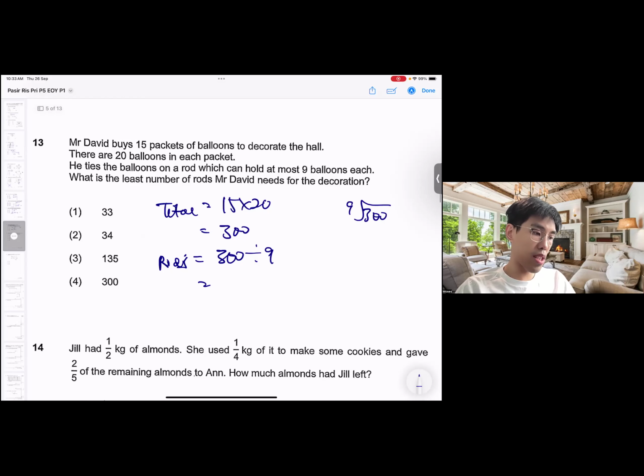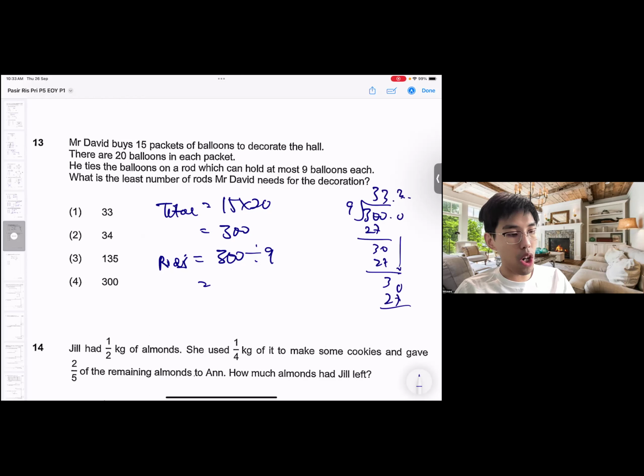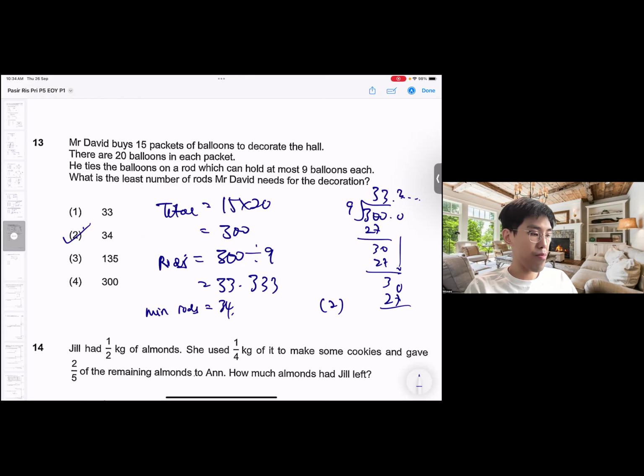If you do your working, you will realize that it's 33.33333. I just show you what it means. So it's 27, then it's 3, then it's 33, 27. It still will be a 3, correct? So I need to continue at least one more place. So this is 3, 27. You see that this number will go on and on. 33.333. But you realize that if you only use 33 rods, you will have remainders. So you need 34. So option 2. That's the idea. So the minimum will be 34.